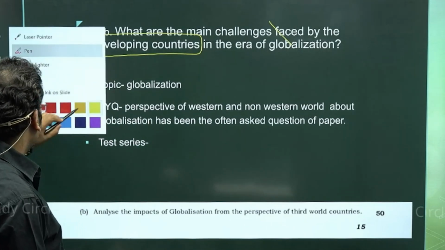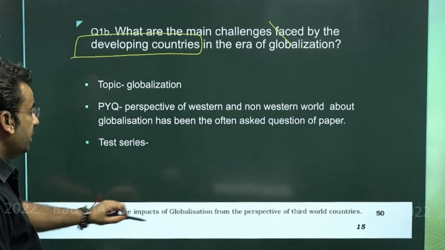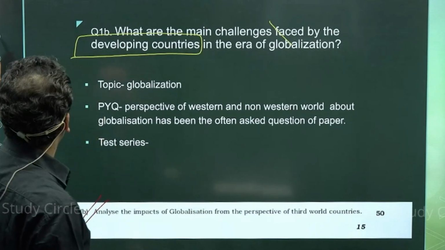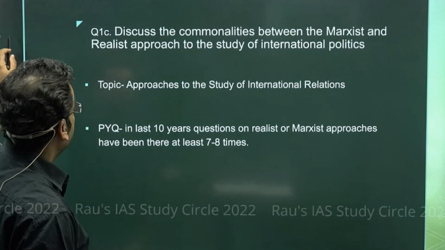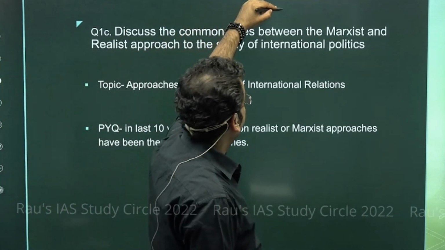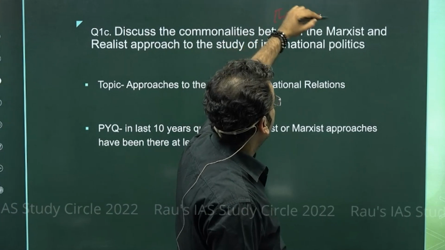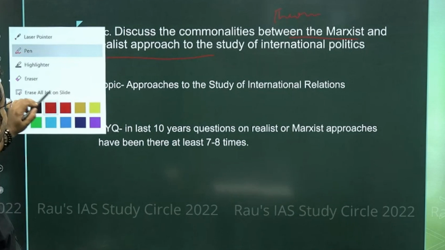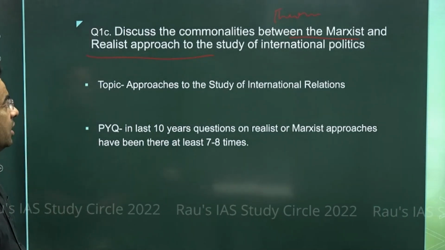So there was a direct question in our test series. Analyze the impact of globalization from the perspective of third world countries. So, a question from theories of IR: commonalities between the Marxist and realist approach to the study of IR.